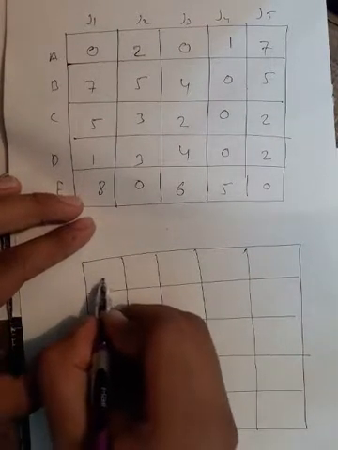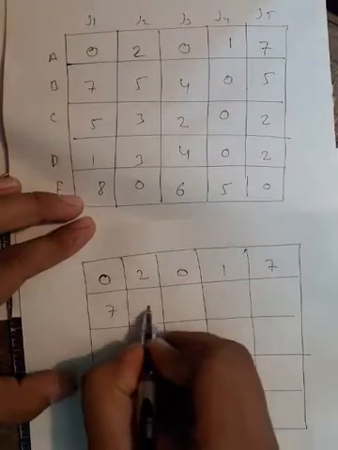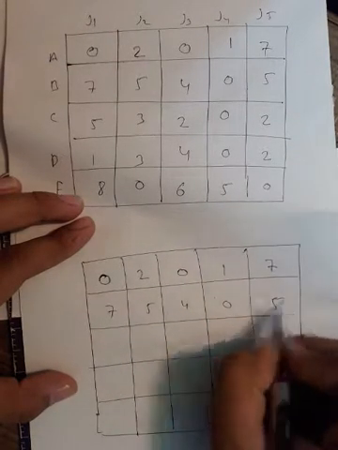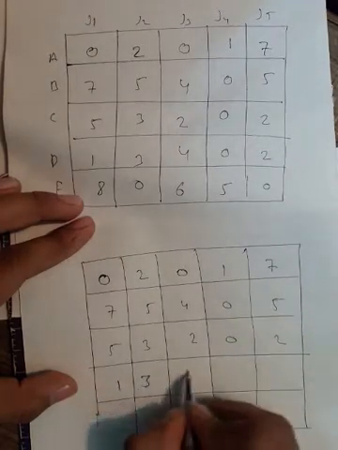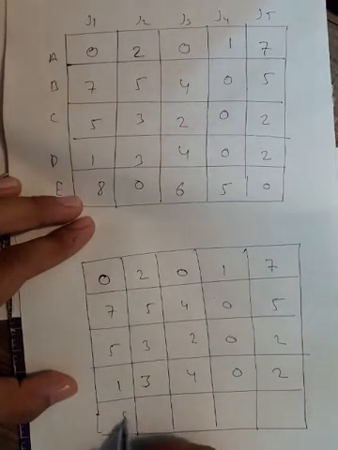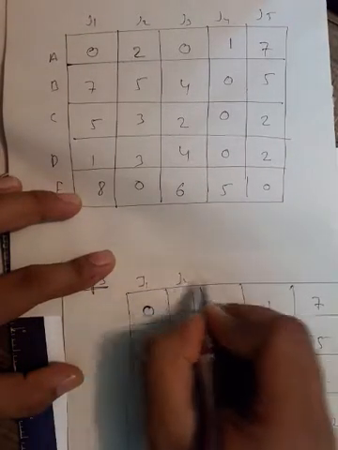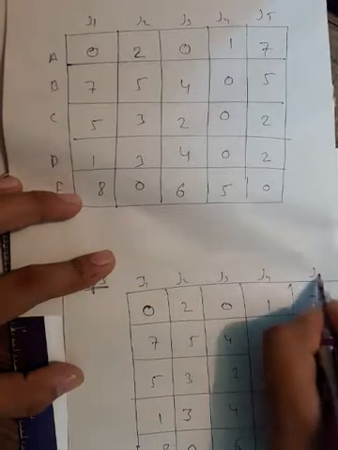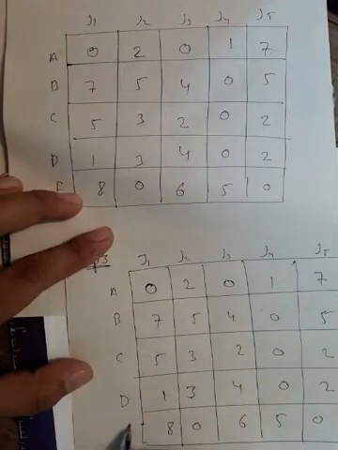It is your 0 2 0 5 4 0 5 5 3 2 0 2 1 3 4 0 2 8 0 6 5 0. Here is your J1 J2 J3 J4 and J5. Here it is your A B C D and E.